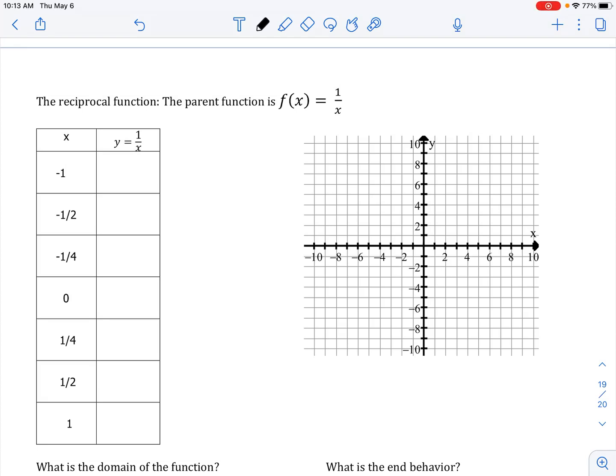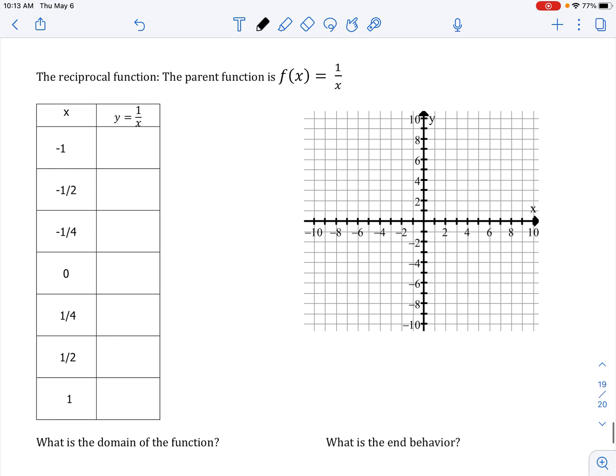The last parent function we're going to revisit is f of x equals 1 over x. We haven't talked much about this function, but it is called the reciprocal function, and it is something that we explore after we learn about rational functions. So we did our unit on add, subtract, multiply, divide, solve with rational functions.